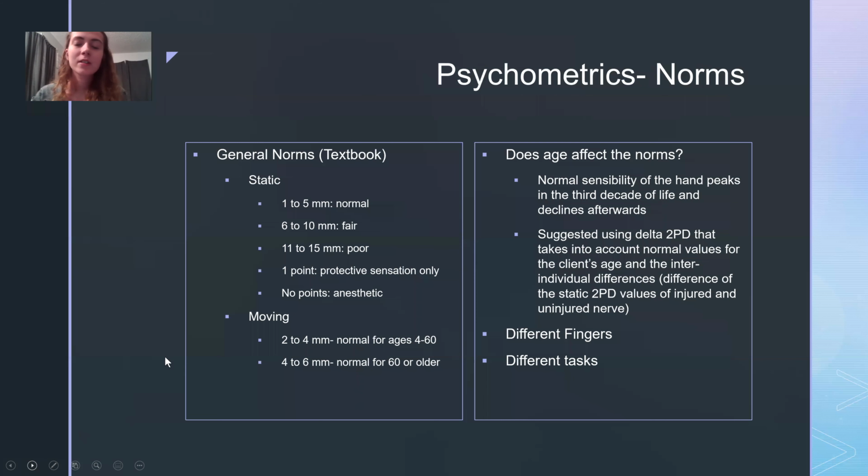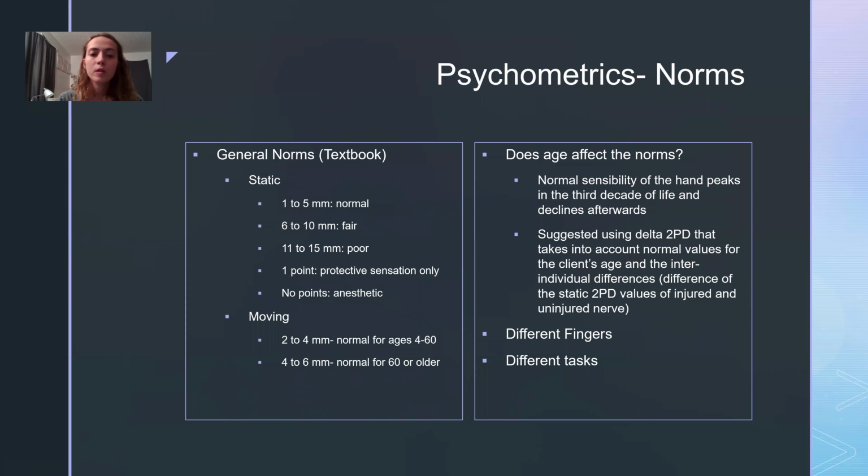Okay, so now we're going to talk about some psychometrics. So I'm going to start with some norms. So from our textbook, the general norms indicate that for static, 1 to 5 millimeters is normal, which is what Alina got. 6 to 10 millimeters is fair. 11 to 15 millimeters is poor. And 1 point is protective sensation only, and no points means it's anesthetic, they can't feel anything.